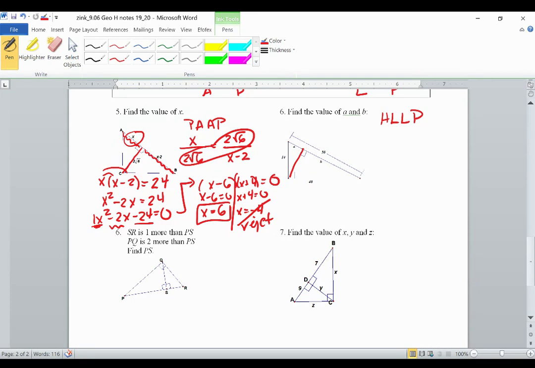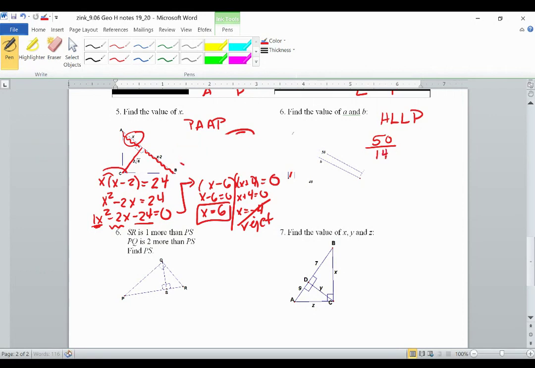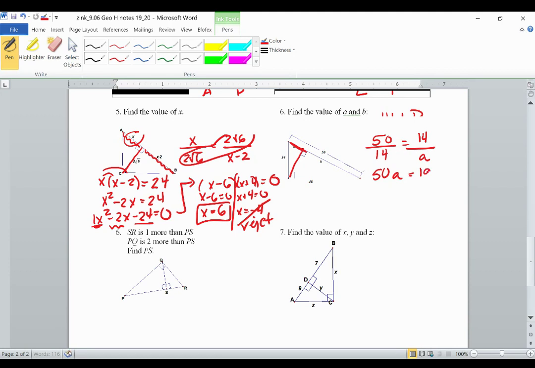All right, so hopefully you were able to set it up. So it should have been your hypotenuse 50 over 14 equals 14 over the part closest to the 14, which would be A. Okay, so you could start with either of those ways. Then we cross multiply, we get 50A equals 196, and A is 3.92.